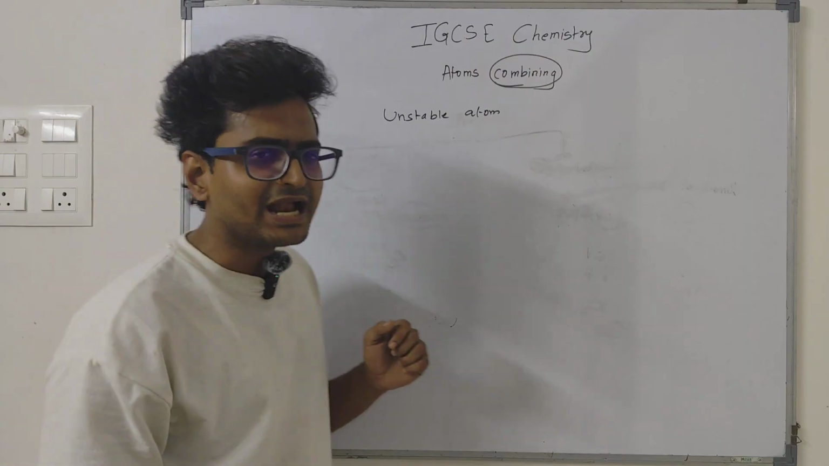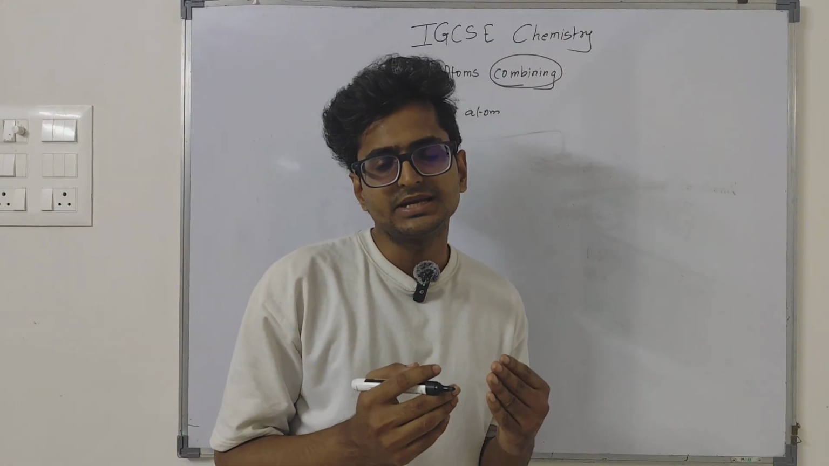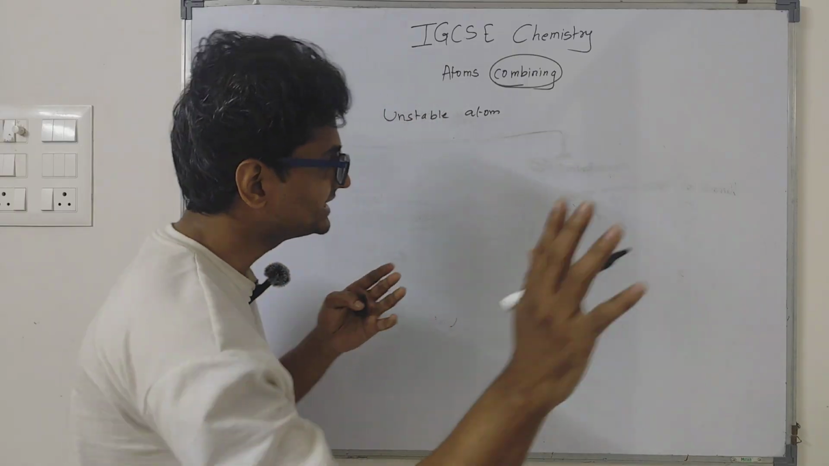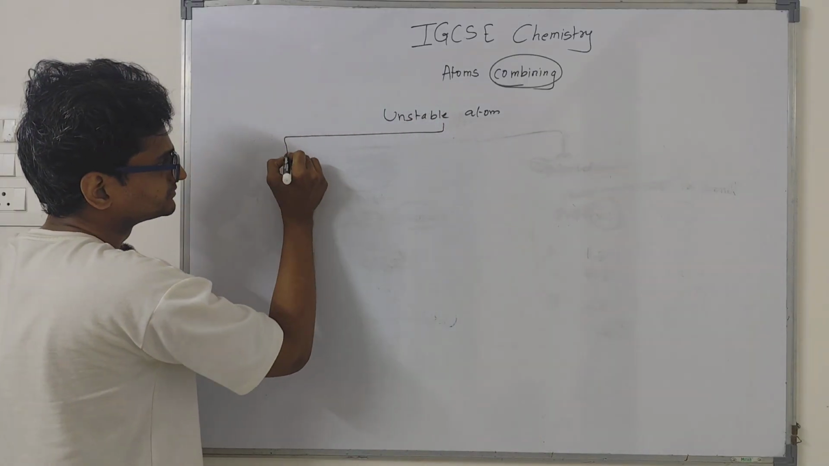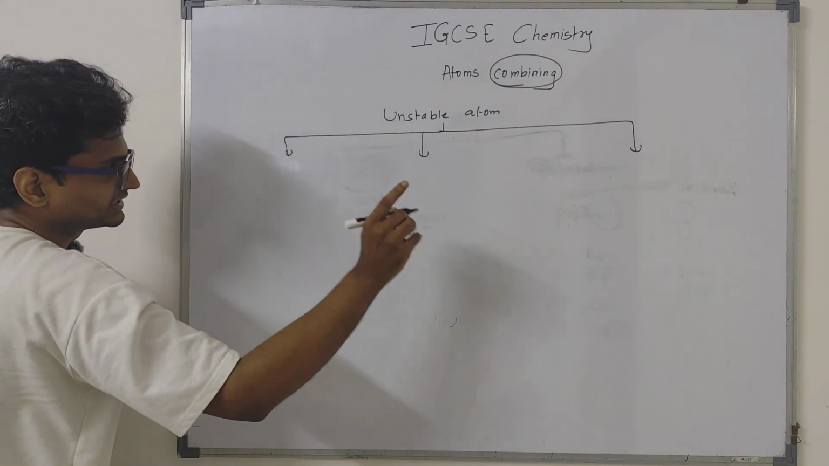What will that unstable atom do? It will try to become stable. Now it can become stable by bonding. Okay, so there are three ways in which it can bond.